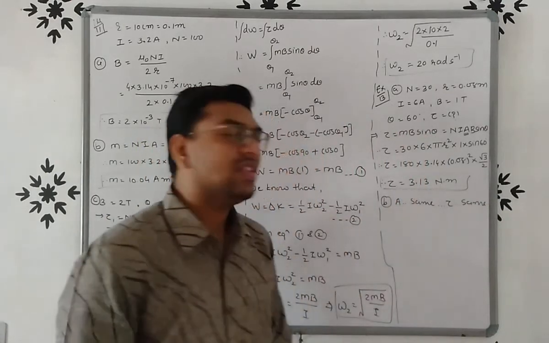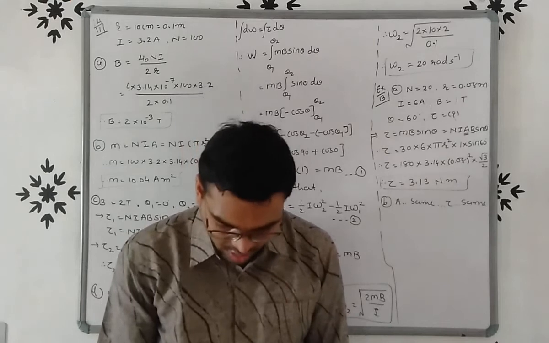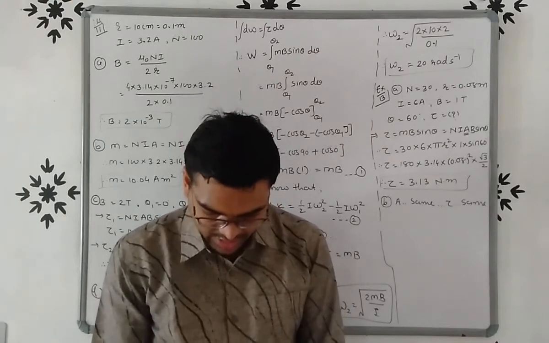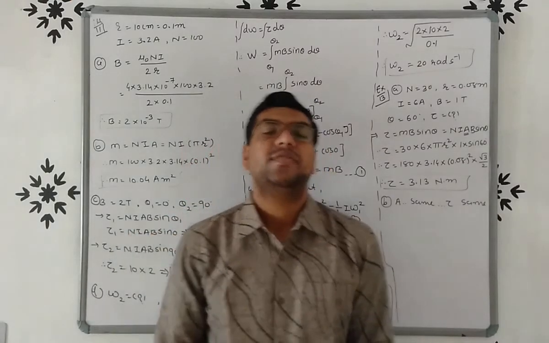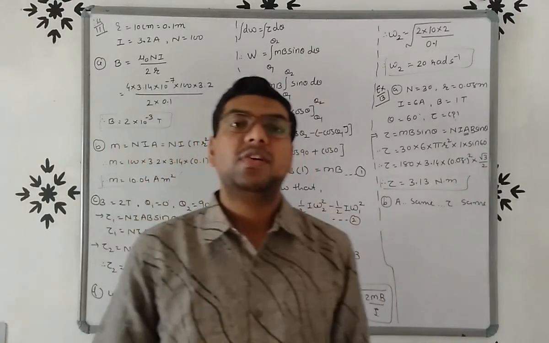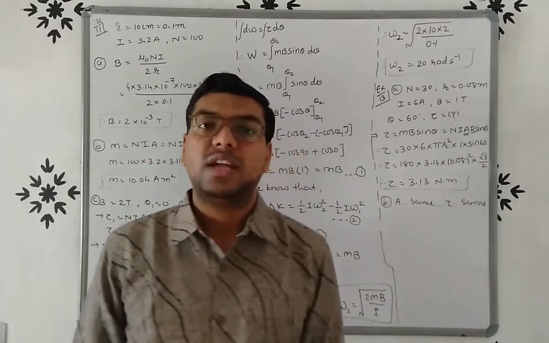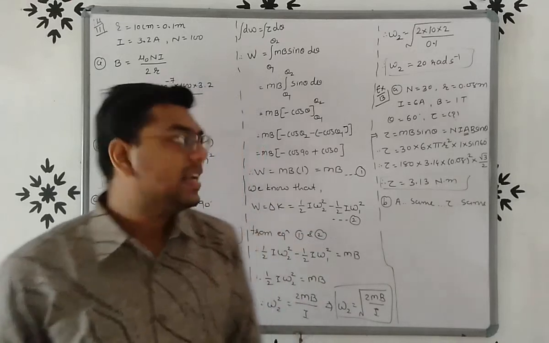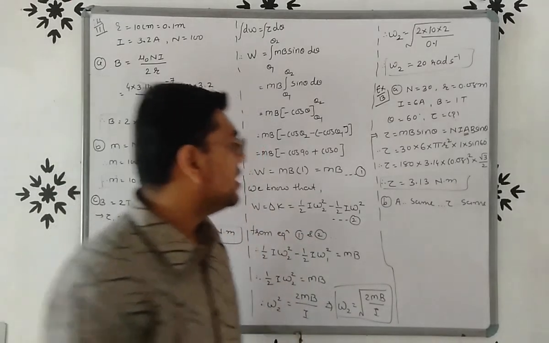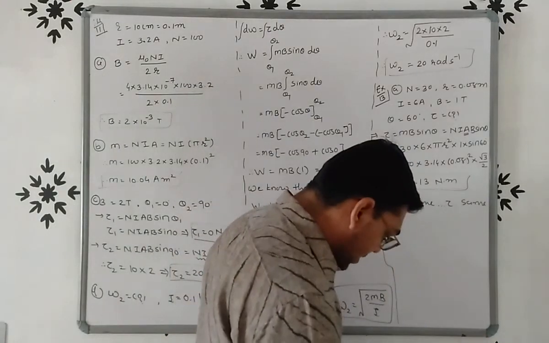Tau is equal to 3.13 Newton into meter. Right? So this is a very easy example. We have to find out torque, and we already know the formula of torque. Torque tau is equal to NIAB sin theta. Then see example number 9.